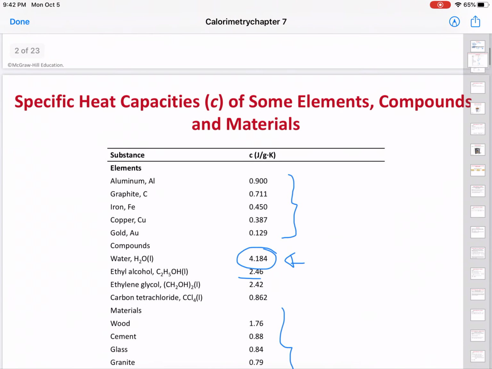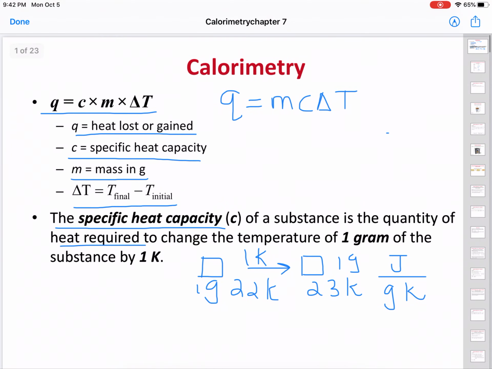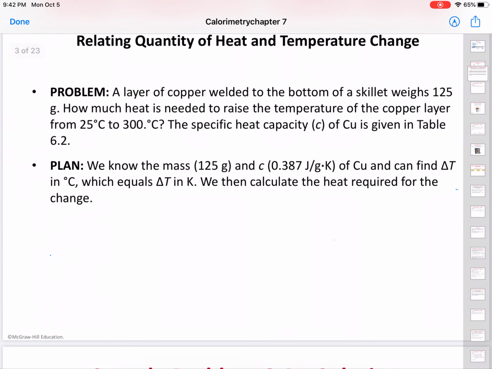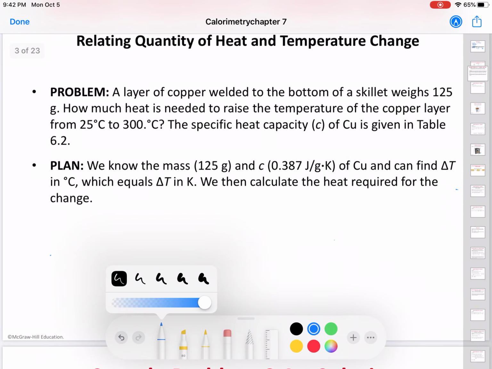now with the equation that we have learned earlier, Q equals mc delta T, we can find out either a specific heat capacity or the heat required for a certain reaction to take place. So let's look at this example. A layer of copper welded to the bottom of a skillet weighs 125 grams. So we know the mass of this skillet is 125 grams. That's going to be m. How much heat is needed? So we want to find out Q.